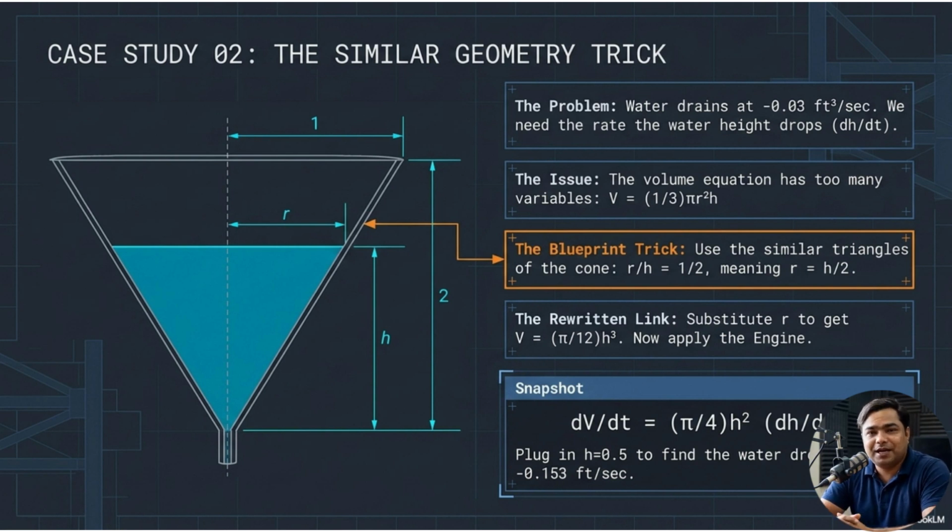Differentiate with respect to time. dV/dt equals pi over 4 times h squared times dh/dt. Now substitute the snapshot. When h equals 0.5 feet and dV/dt equals negative 0.03, we solve for dh/dt. The result is approximately negative 0.153 feet per second. The negative sign is very important. It tells us that the water height is decreasing. This example teaches a powerful idea. Before differentiating, simplify the geometry.